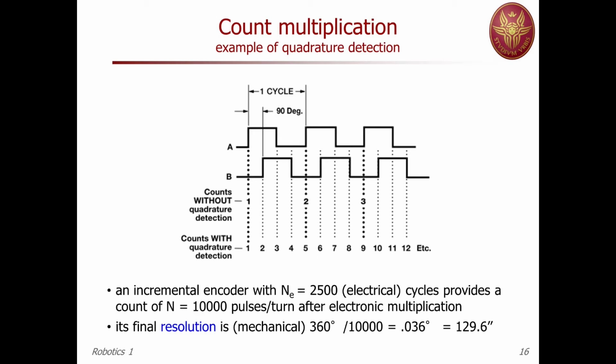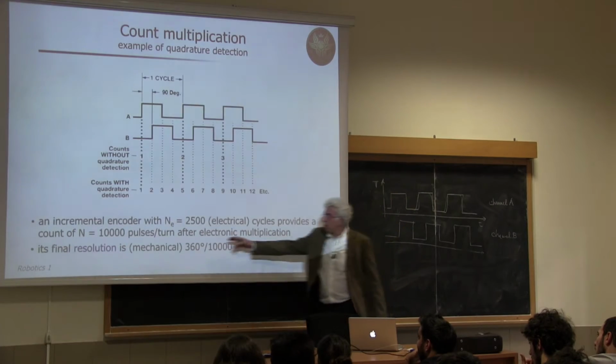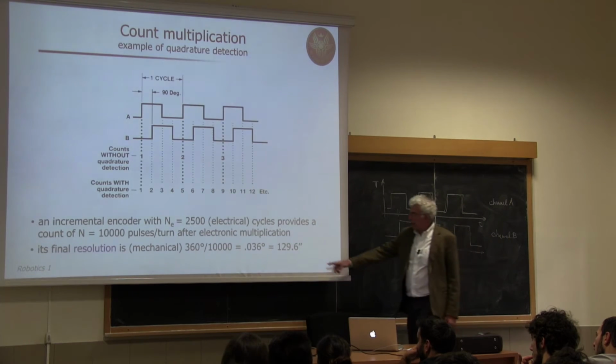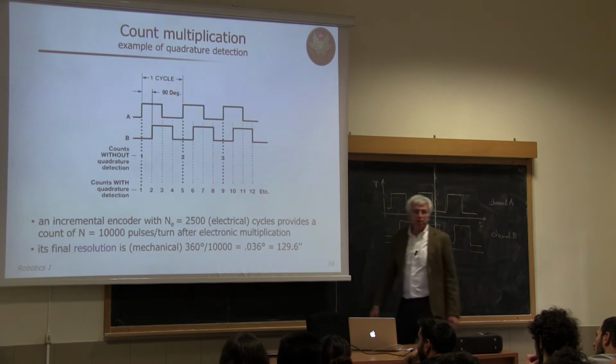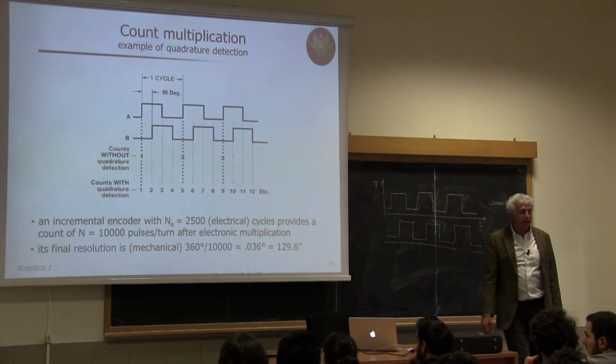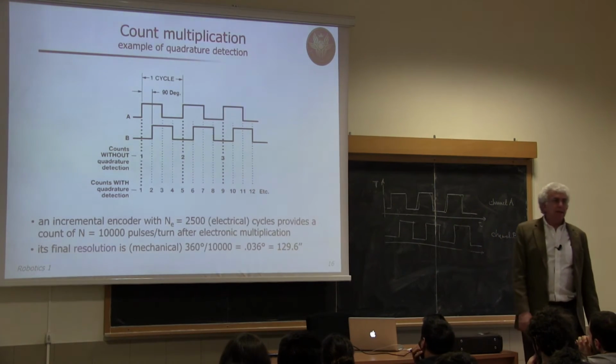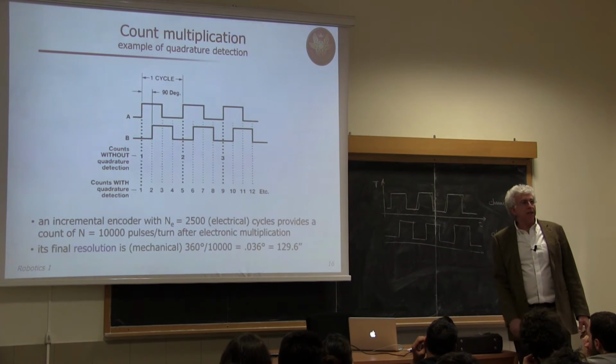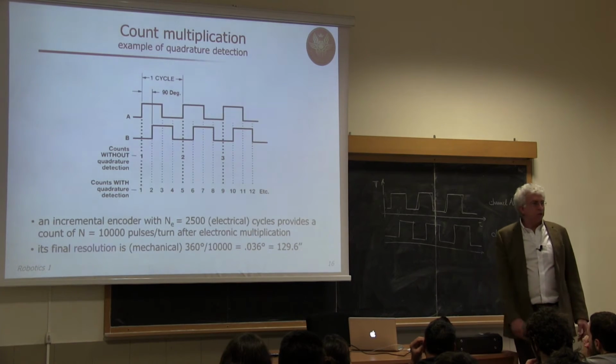So suppose that you have an incremental encoder that has 2,500 electrical cycles, so impulses per turn. After this multiplication by 4, we will count 10,000 pulses, which means that the resolution is 0.036 degrees. Okay? This is on the motor axis. Of course, if I have a reduction, this will be even further amplified at the level of the driven link.